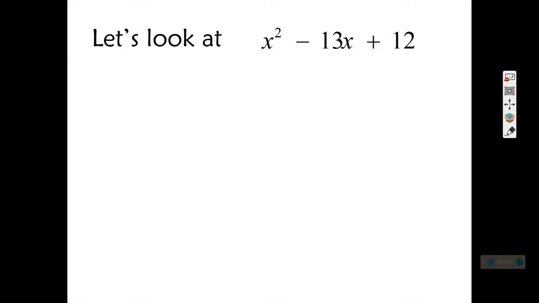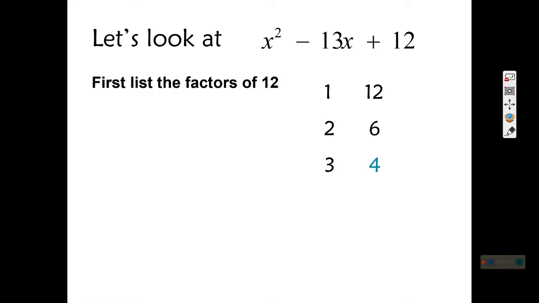So, let's have x squared minus 13x plus 12. So, you are going to list again the factors of 12. So, we have here 1 and 12, 2 and 6, 3 and 4. Then, we need the sum of negative 13.